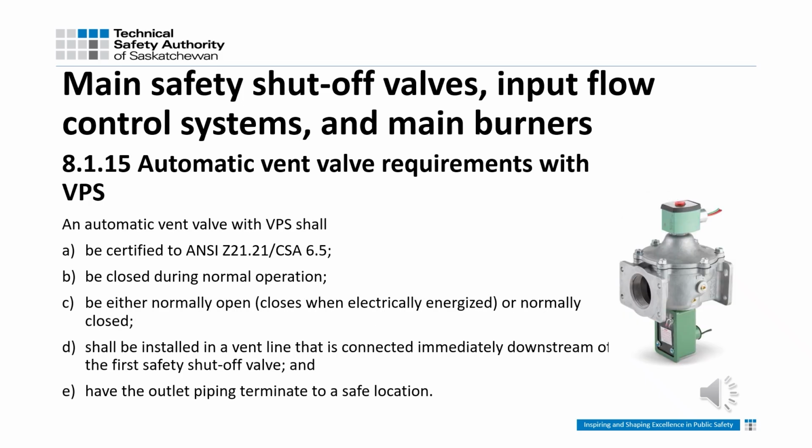New Clause 8.1.1.5, Automatic Vent Valve Requirements with VPS or Valve Proving System. A, be certified to CSA 6.5. B, closed during normal operation. C, can be either normally open or closed. D, shall be installed on vent line downstream of the first safety shutoff valve. And E, terminate to a safe location.